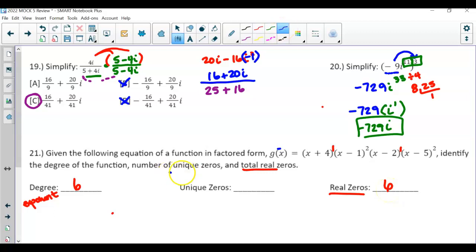However, how many unique or different zeros are there? Well, we have x is equal to -4, +1, 2, and 5. So there are only 4 unique zeros.